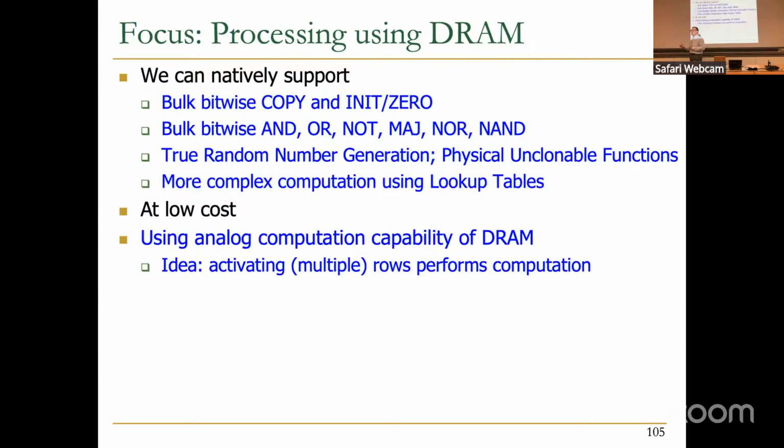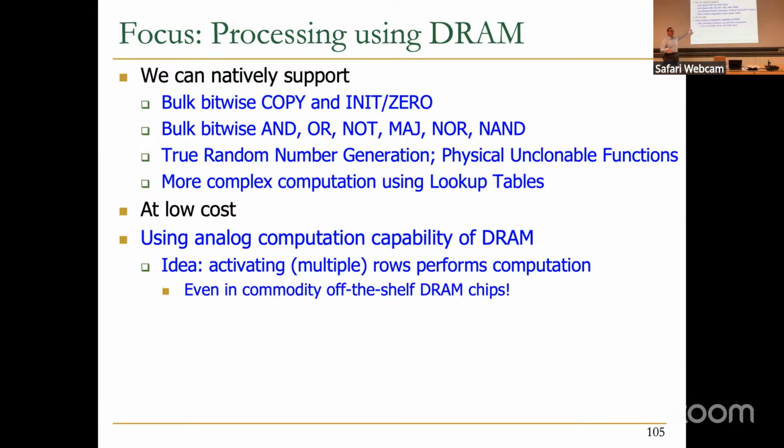The fundamental idea is actually very simple. Activating multiple rows, either sequentially or concurrently, performs either data movement or computation. If you do it sequentially, you move data. If you do it concurrently, you do computation. That's the idea. And what's fascinating is you can see all of these functions even in commodity off-the-shelf DRAM chips.